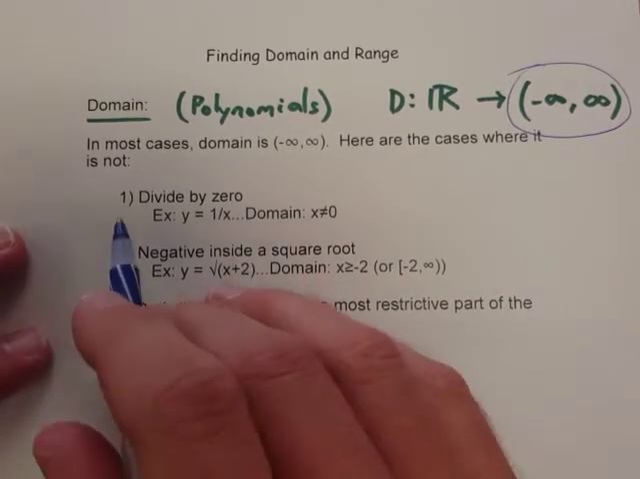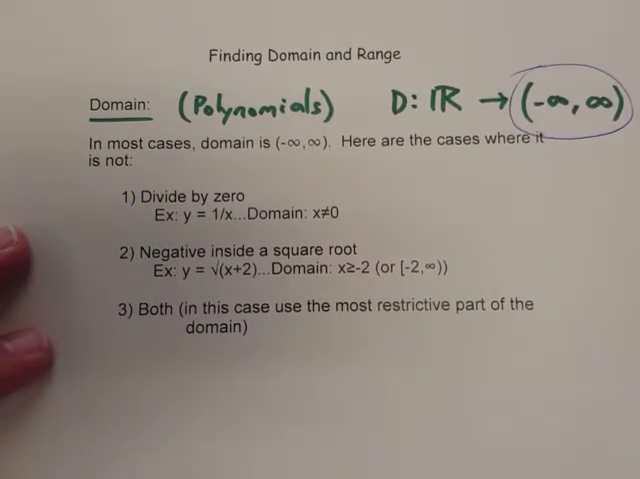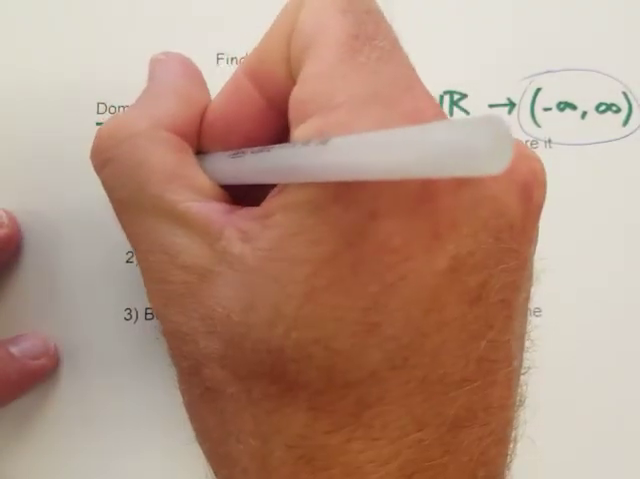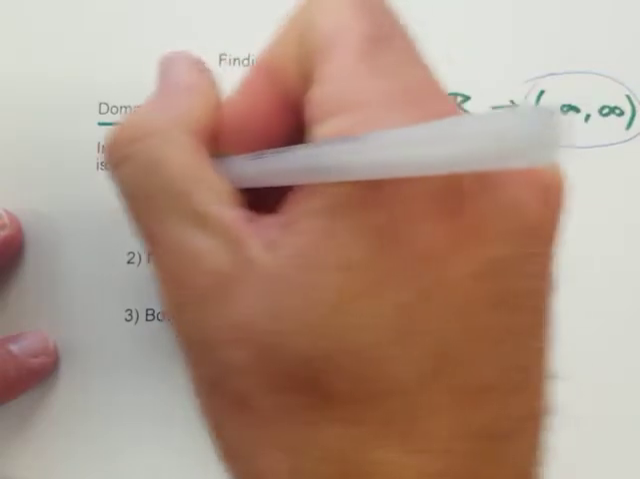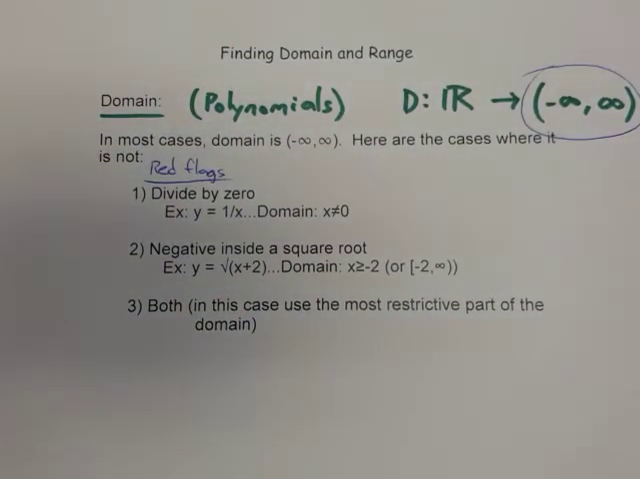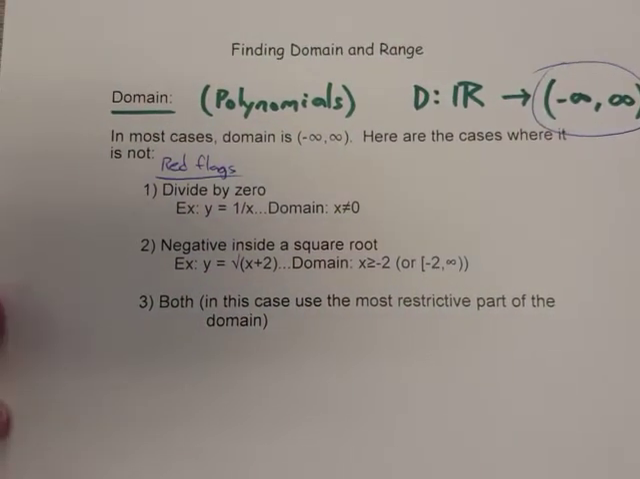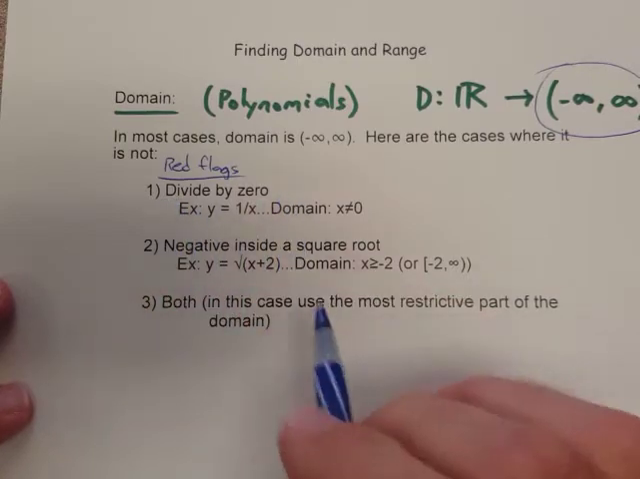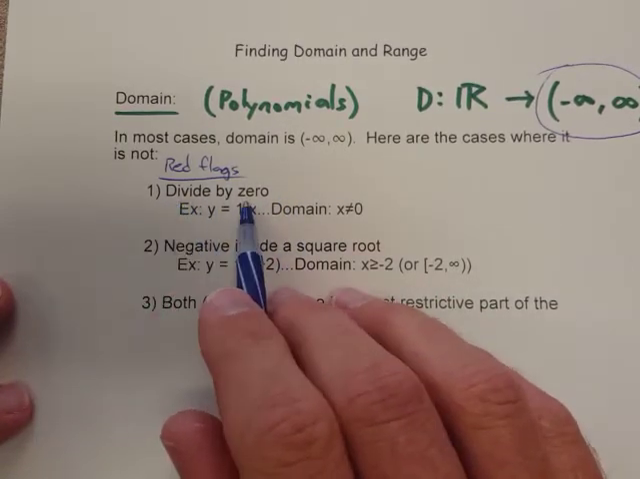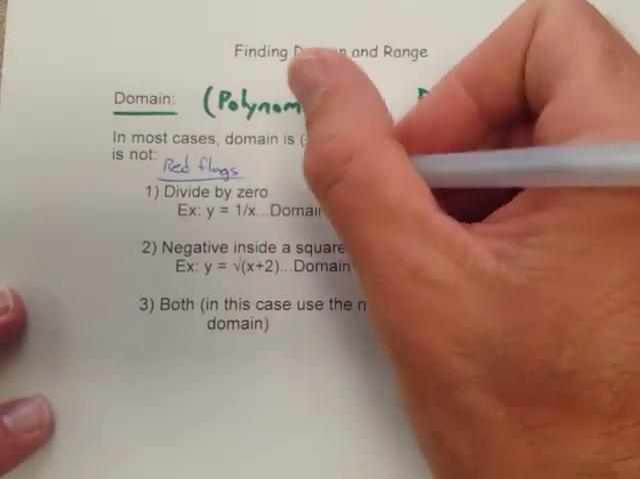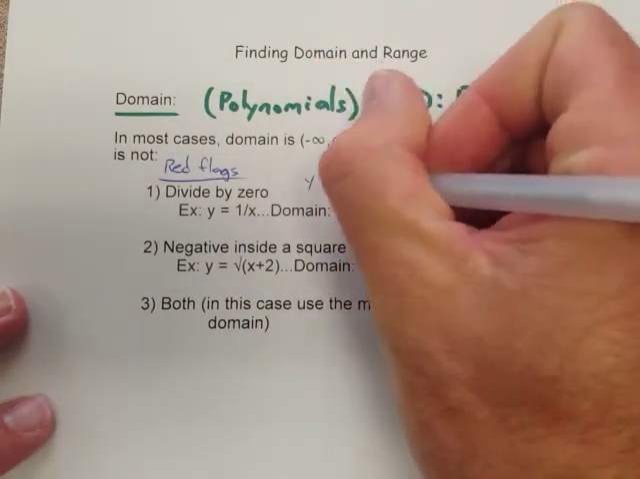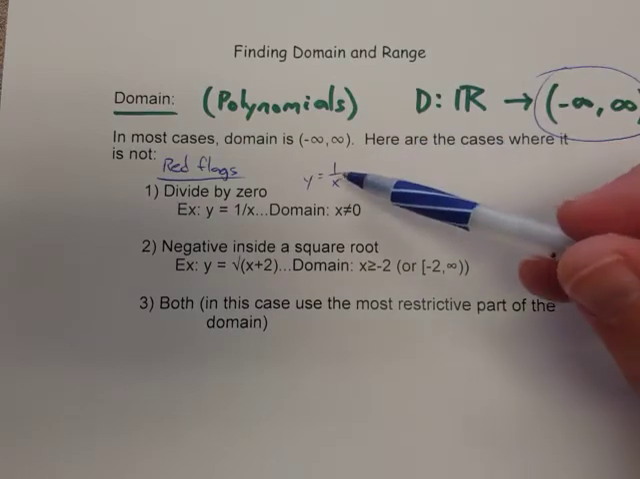But what I'm about to tell you are 3 cases that I call the red flags in terms of when the domain changes a little bit. So you'll notice here, number 1, divide by 0. That is an important one. I have an example for you here, and that is y equals 1 over x. And we're going to talk about what the domain is for this one.